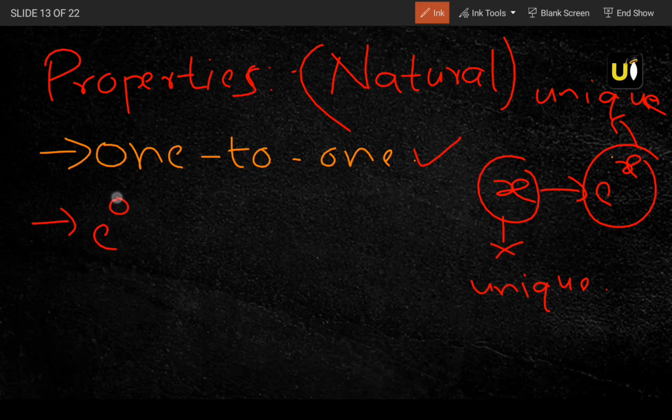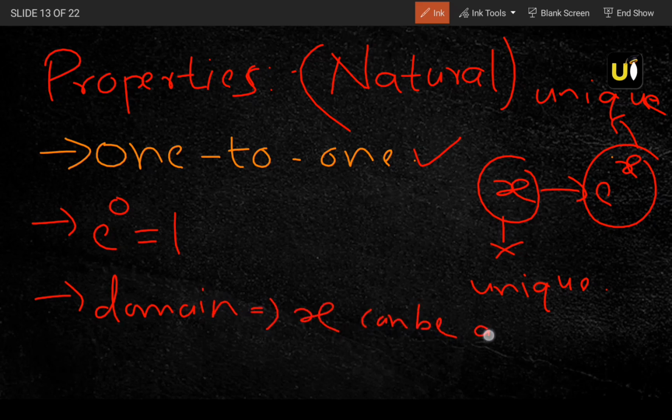Similarly, e power 0 is 1, and the domain of this function, see, x can be anything. Here you can substitute positive values, negative values, fractional, rational, irrational, any value. So the domain can be minus infinity to infinity. And all the exponential laws that we have discussed before are satisfied for this natural exponential function also.